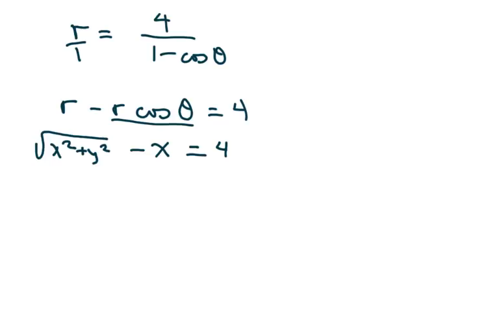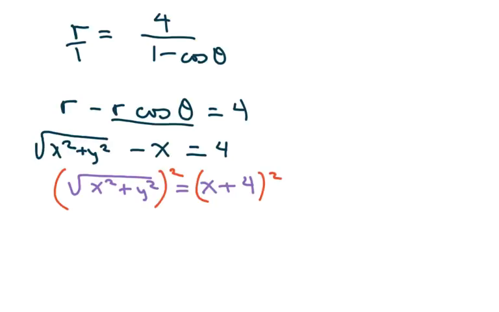So what I'm going to do on this one, and it's hard to know when to stop when you're just doing these, is move the x over. So I'm going to get the square root of x squared plus y squared equals x plus 4. But you just have to do more of these to get it. And what I'm going to do is square both sides, just to make this look a little nicer and get it in some form that we can recognize, because this is really hard to recognize.